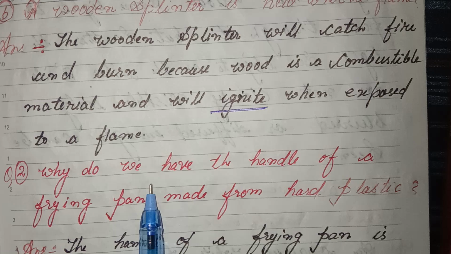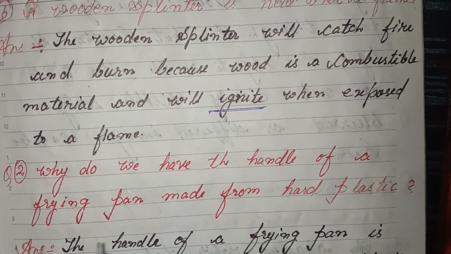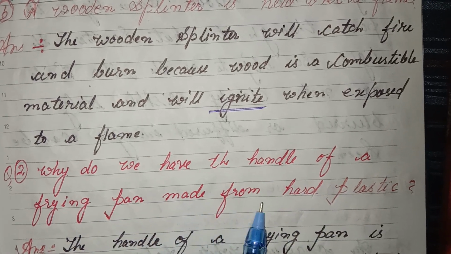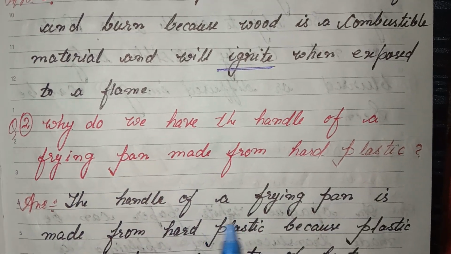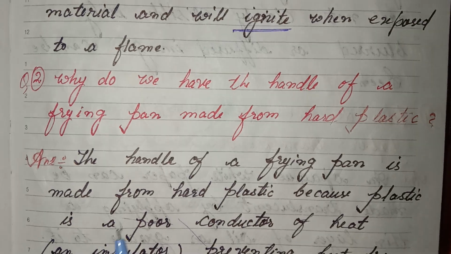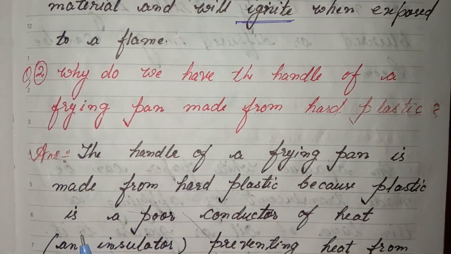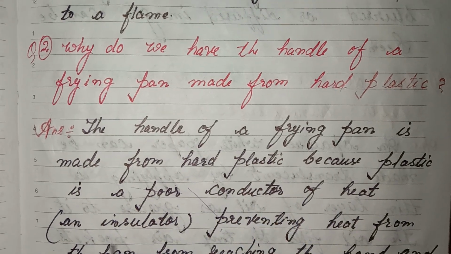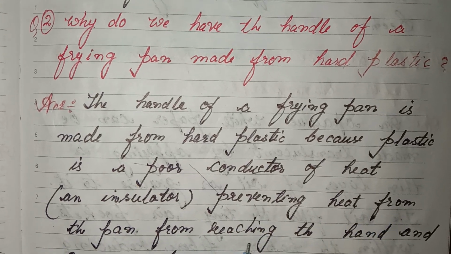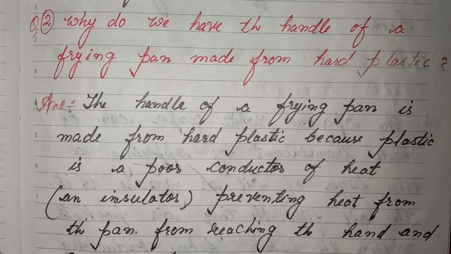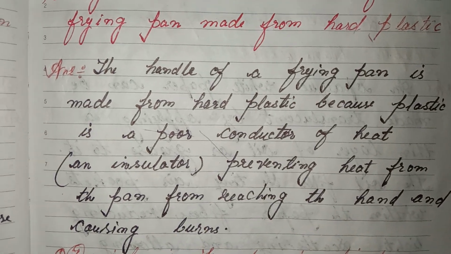Second question: why do we have the handle of a frying pan made from hard plastic? Answer: the handle of a frying pan is made from hard plastic because plastic is a poor conductor of heat and an insulator, preventing heat from the pan from reaching the hand and causing burns.